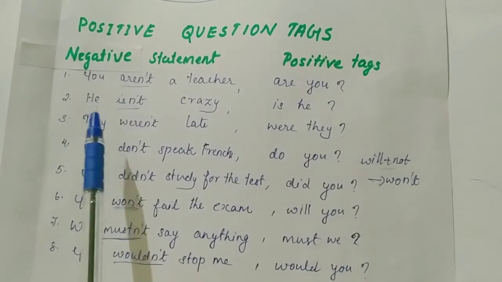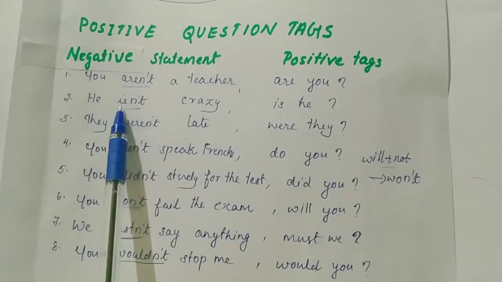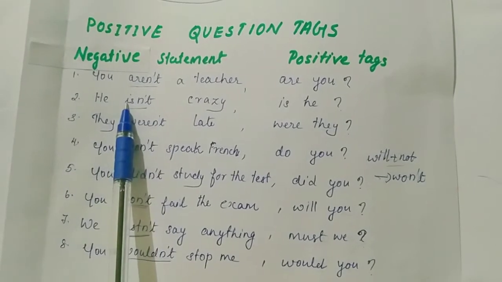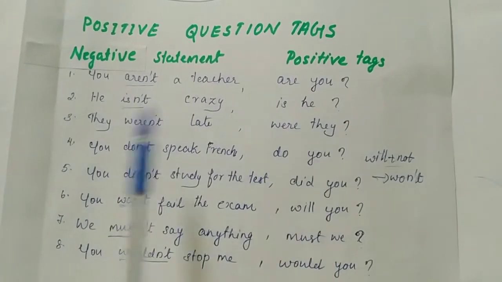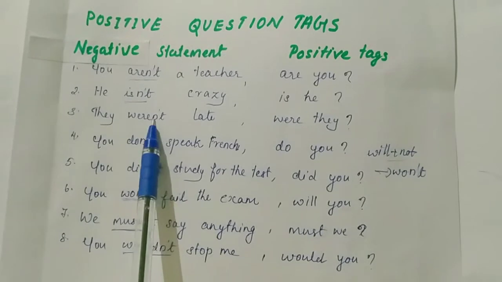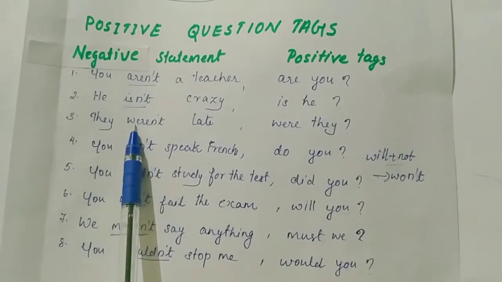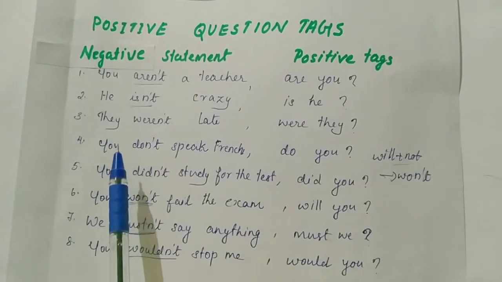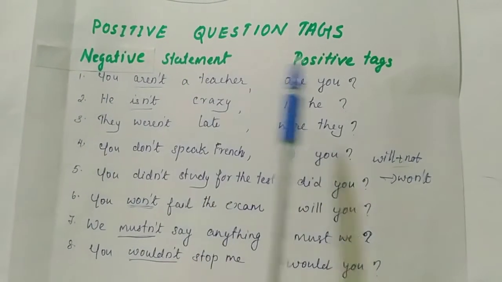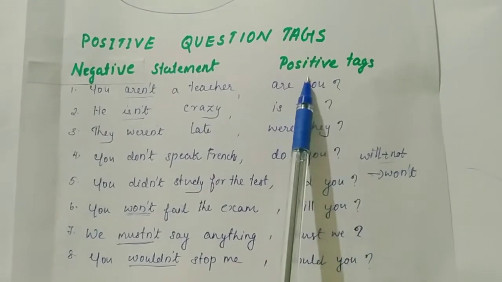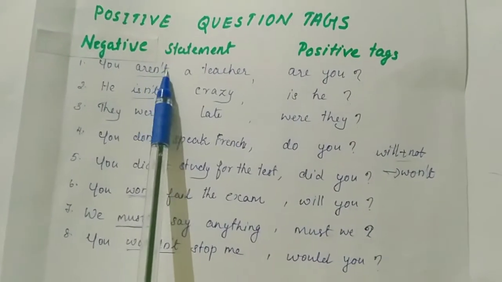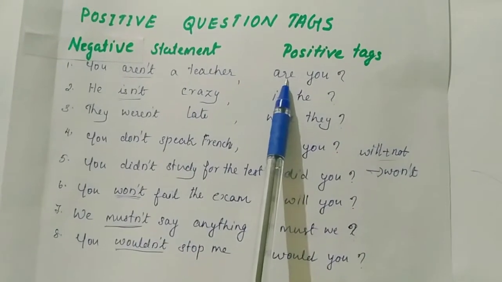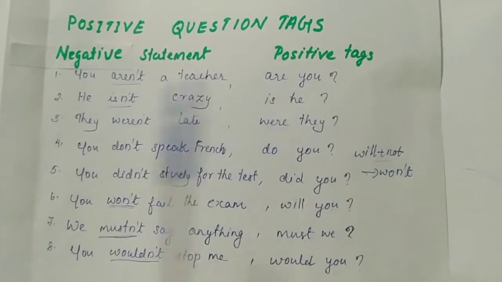He isn't crazy. Is not, isn't. Remove not, we will get the positive form, is. Is he? They weren't late. Remove not, we will get the positive form were. Were, subject they, were they? So, if it is a negative statement, make a positive tag. How to make a positive tag? Remove the negation word not from here and write that auxiliary form. Then follow the subject here.